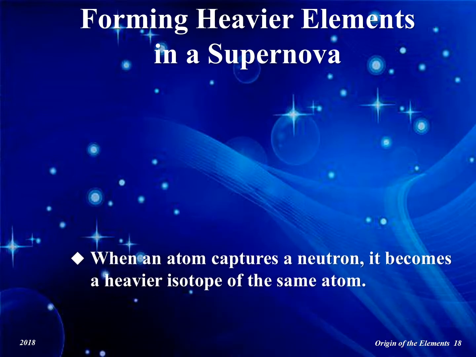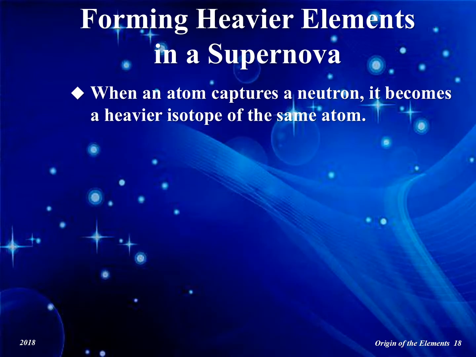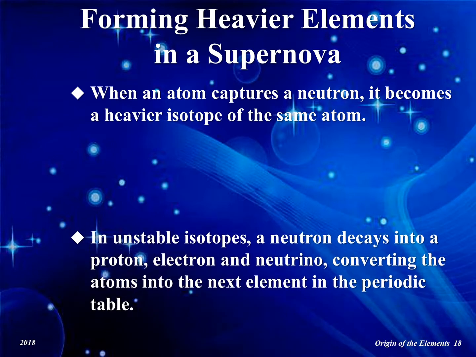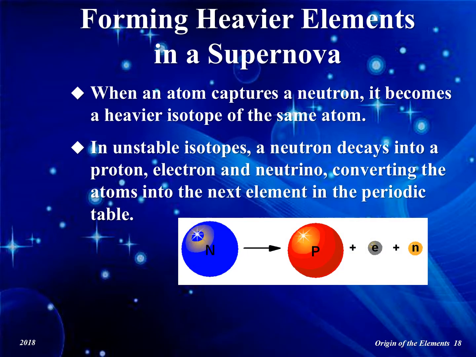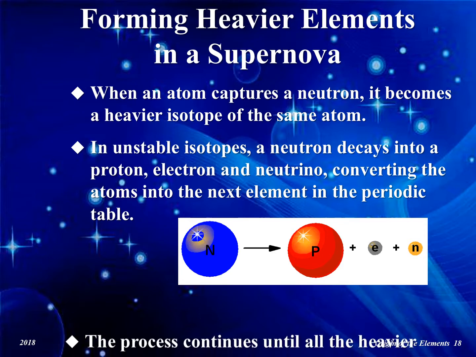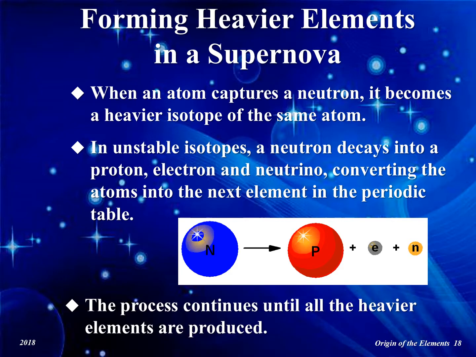All the elements heavier than iron are formed in a supernova explosion, where neutrons and other subatomic particles are released. When an atom captures a neutron, it becomes a heavier isotope of the same atom. Many of these isotopes are unstable, so the captured neutron decays into a proton, electron, and neutrino, as shown in the diagram. This converts the atom into the next element in the periodic table. The process continues until all the heavier elements are produced.